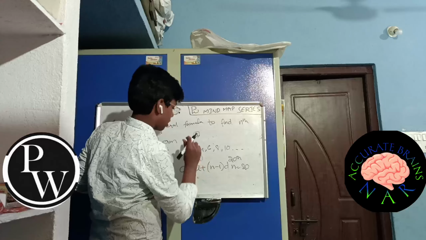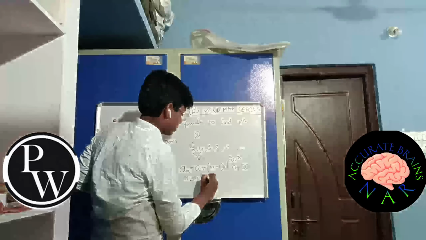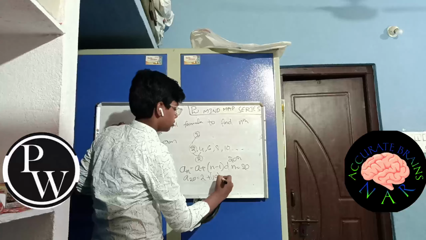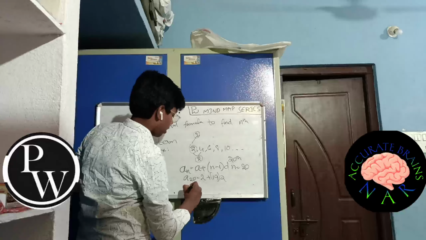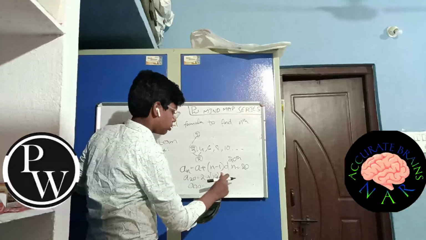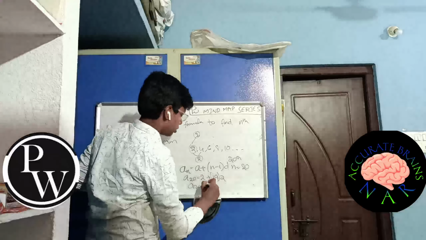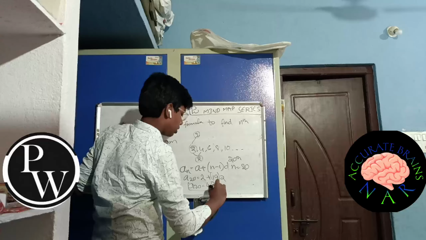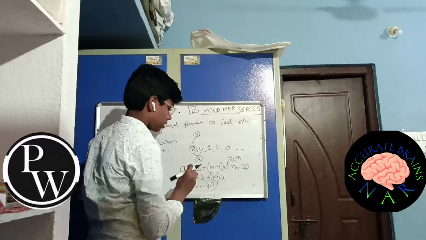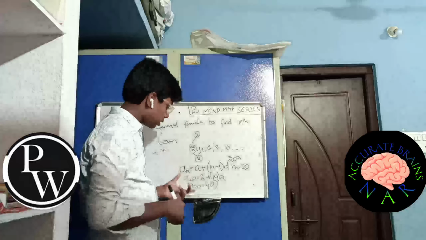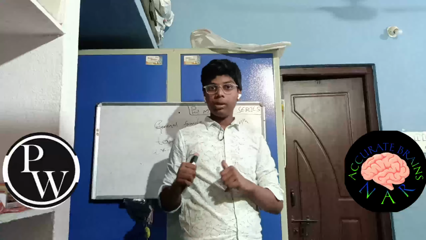A20 is equal to a plus n minus 1, that is 2 plus 20 minus 1, which is 19, into d, which is 2. 19 twos are 38, and 38 plus 2 is 40. So here we got that the 20th term is equal to 40. So that's the example.